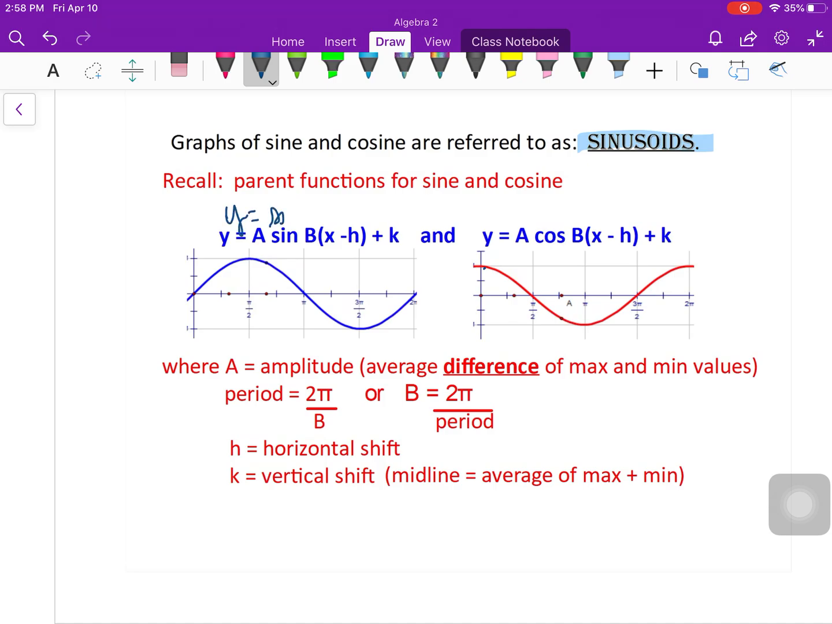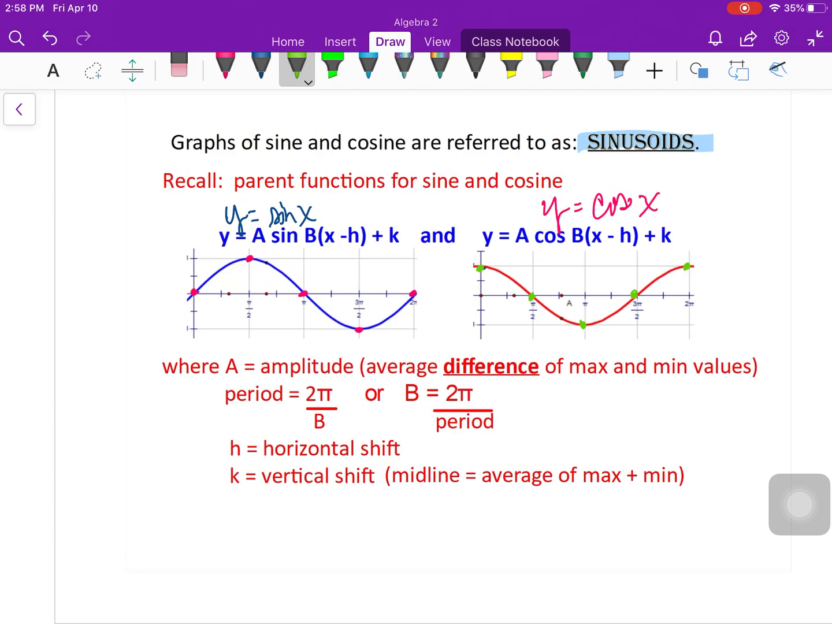The sine parent function is y equals sine x. And sine began at (0, 0). Then we went up, back to 0, down, back to 2 pi, and we had one cycle of sine. Cosine's parent function is y equals cosine of x. Cosine began up at (0, 1). Then back to 0, down, back to 0, up. And we have one cycle of cosine.